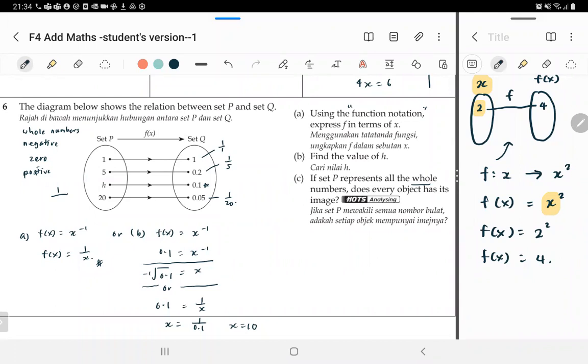Yeah, the answer is no. If you try to press 1 over 0 in your calculator, it will say maths error, right? Or invalid. So 1 over 0, you wouldn't get a value. It is undefined. So the answer is no. Write something about the 0, because the image of 0 is undefined.